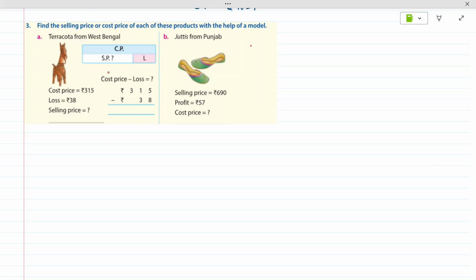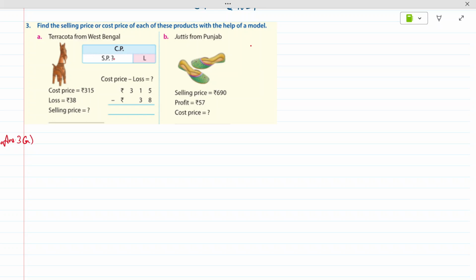So let us start with question number 3, which says: find the selling price or cost price of each of these products with the help of a model. So what we have to do here is find the selling price or cost price. Let's begin with part A. There is a terracotta from West Bengal having a cost price of rupees 315. It means it was bought at the price of 315, and when it was sold there was a loss of rupees 38. So this is the scenario of a loss case, and we have to find the selling price here.